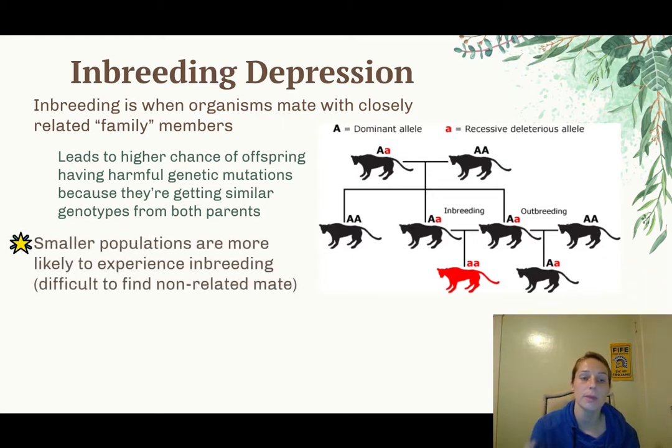Now, smaller populations are going to be more likely to experience inbreeding just because it's more difficult to find non-related mates. Animals are not like aware necessarily of who their siblings are. They're just going to mate with who's around them. So if it's a smaller population, just by chance, it's going to be more likely that they are breeding with someone who has similar genetics to them because it's a sibling.